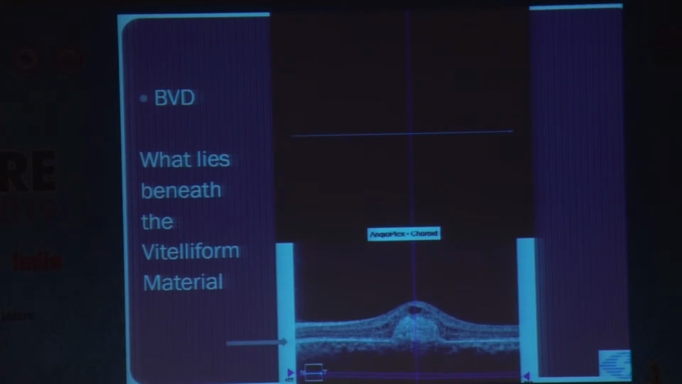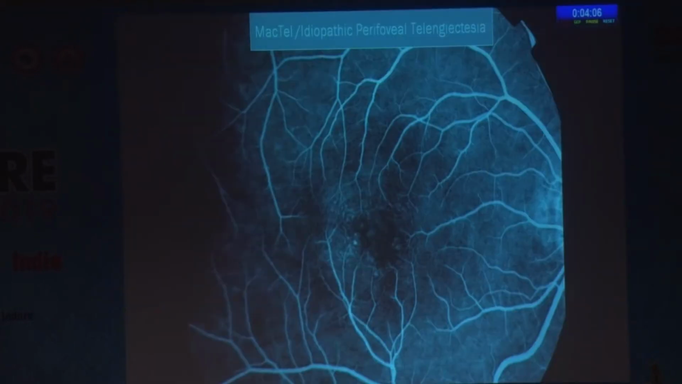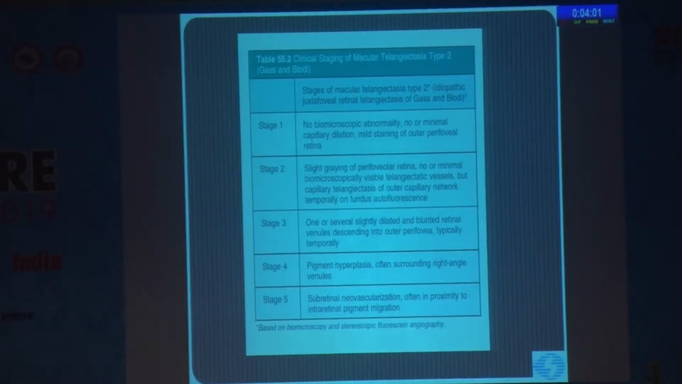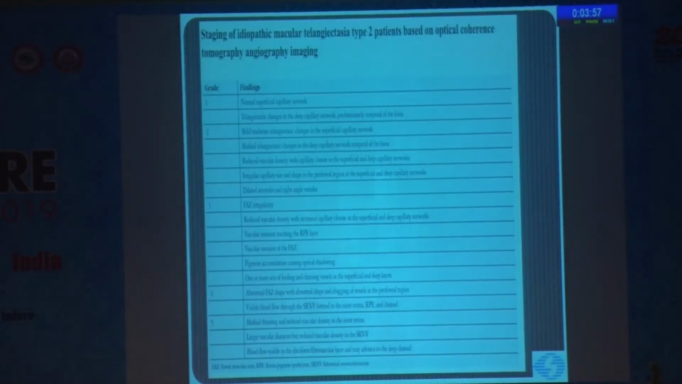Another disease in which OCTA is very important and useful is MacTel, or idiopathic perifoveal telangiectasia. This is the classical classification by Gass and Blodi. I'll not go into this, but a later classification has come out based on OCTA.